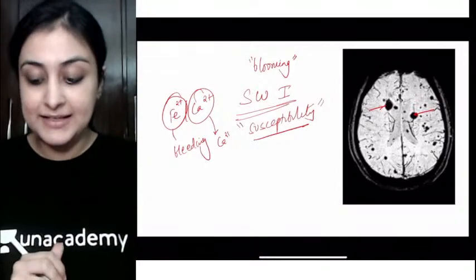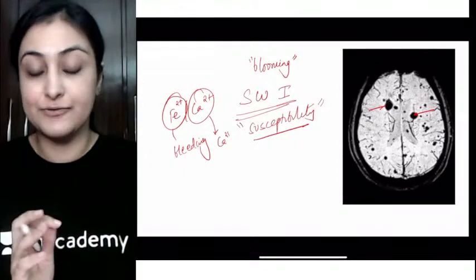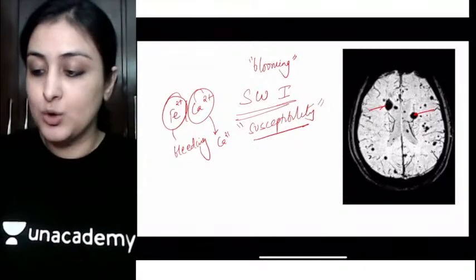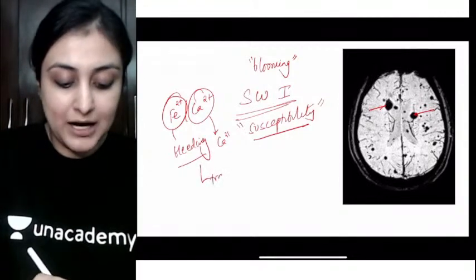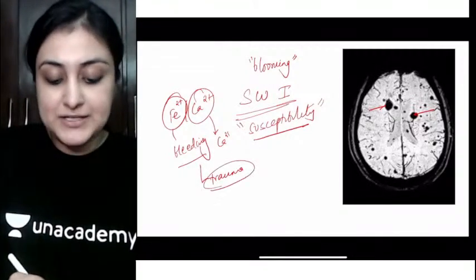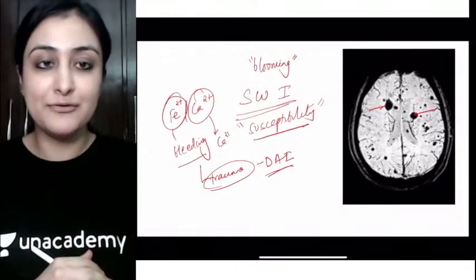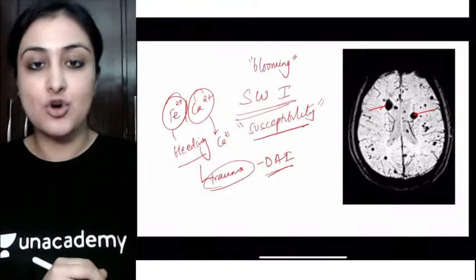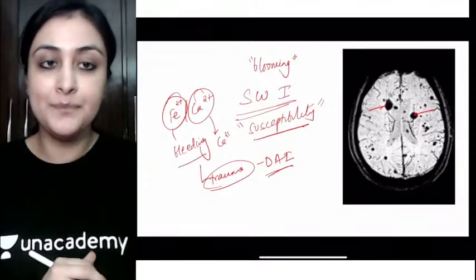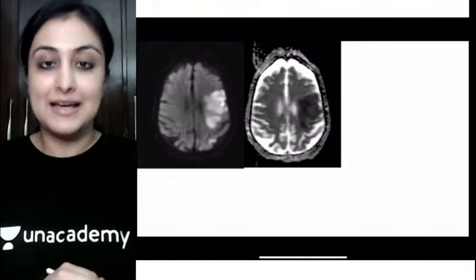So this is susceptibility weighted imaging, wherein you will see these black spots which represent either bleeding or calcification. Very useful in the context of what? Very useful in the context of trauma, wherein we want to see diffuse axonal injury. So again, going back to our thumb rule, diffuse axonal injury is the only indication in trauma wherein MRI serves better than other modalities as far as head trauma is concerned. Okay, so this is SWI.